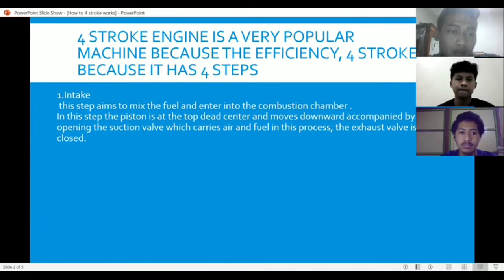This step aims to make the fuel and air enter into the combustion chamber. In this step, the piston is at the top dead center and moves downward, accompanied by the opening of the suction valve, which carries air and fuel. In this process, the exhaust valve is closed.